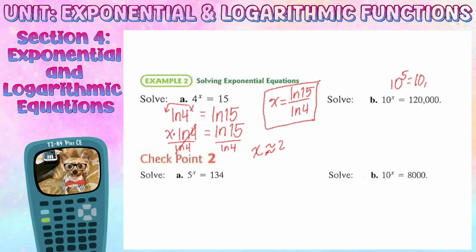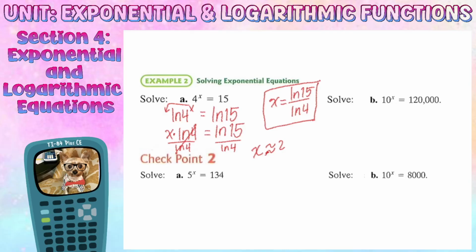I know that 10 to the 5th is a 1 with 5 zeros, right? So I know 5 as x would get me that, so I know the answer to this should be a little bit bigger than 5. So that's also how you can check your answer later when we're all done.